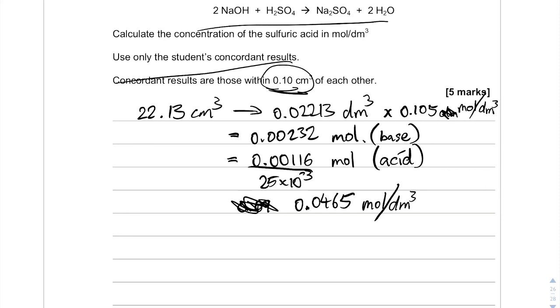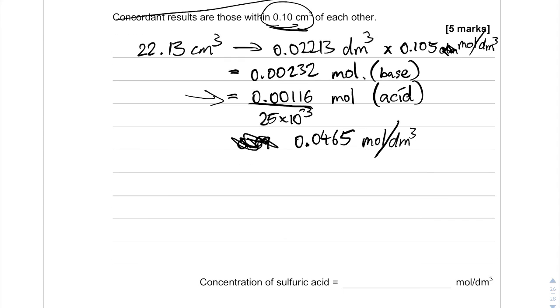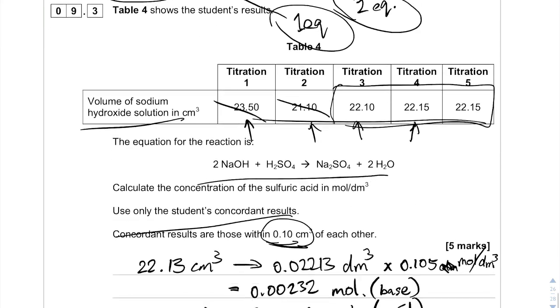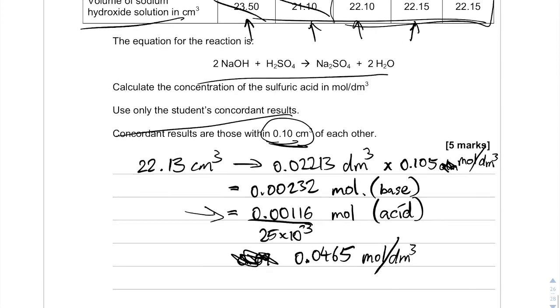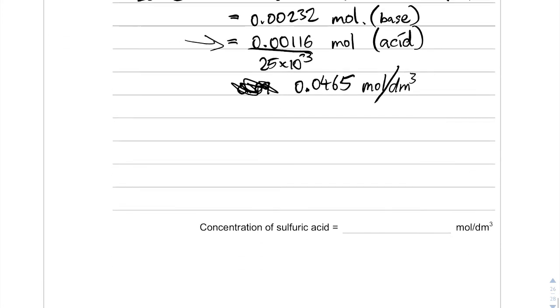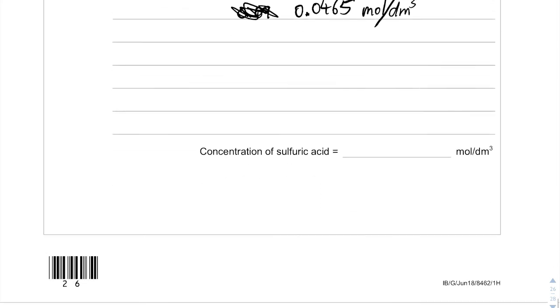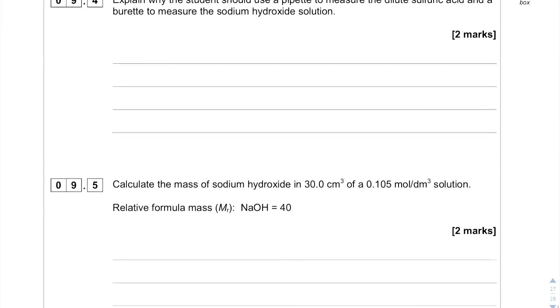Yeah, I thought I made a mistake because I forgot to divide by 2 right here on my calculator, which is kind of funny, because I thought I did, but oh well, that's not important. So now we have found the concentration of sulfuric acid in moles per decimeter cubed. And we move on to question 9.4.